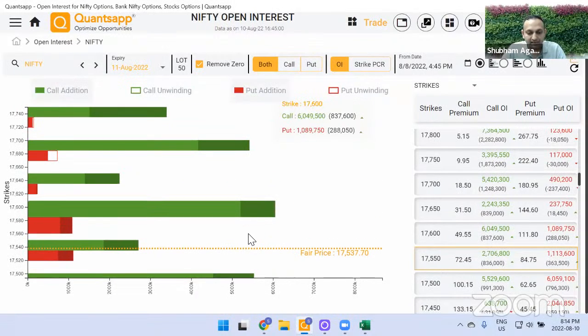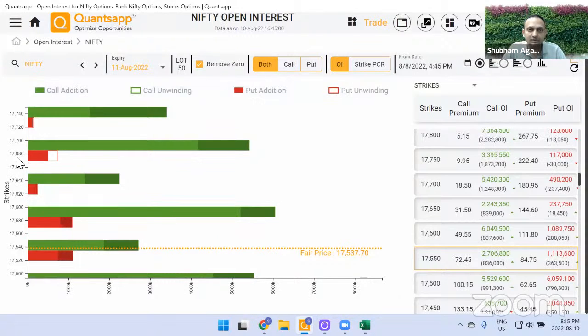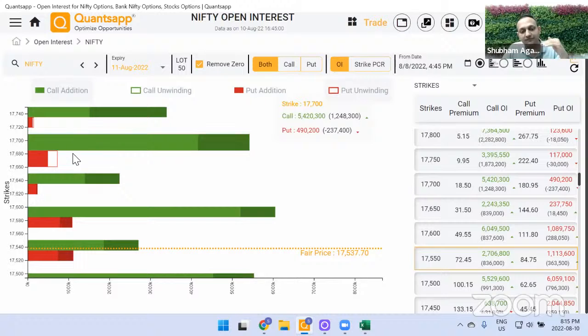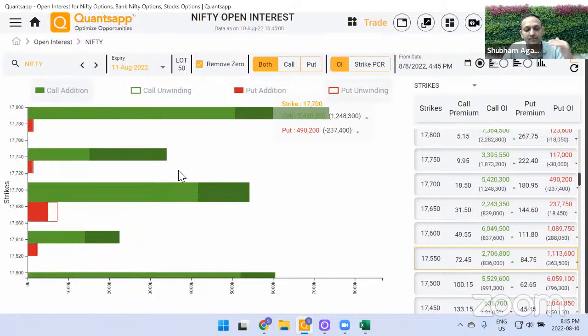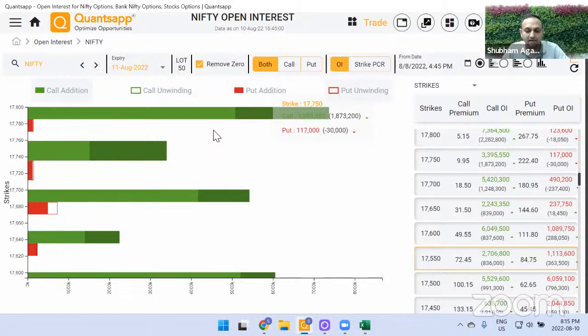What will happen if the market keeps going up? Will 17,600 be the same OI? It will not. Let's say the market goes to 17,700 after 2 days, what will happen to this open interest chart? You'll see that this 17,600 open interest will reduce, and people will start shifting this position all the way on the upside to maybe 17,800, 17,900.